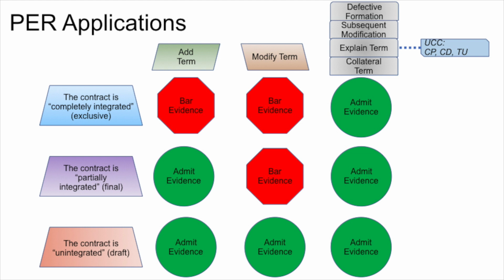The agreement is complete and exclusive, therefore it will not be subject to changing or adding terms. Of course, it will admit evidence of defective formation, subsequent modification, explaining a term that is ambiguous or required by the UCC, or evidence of a collateral term, because the Parol Evidence Rule does not apply to those.